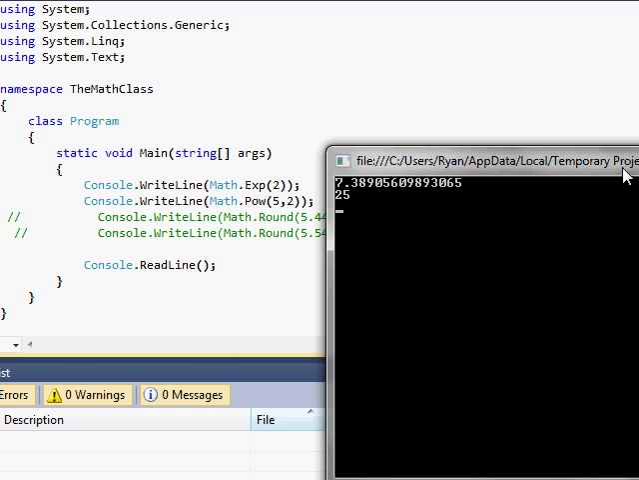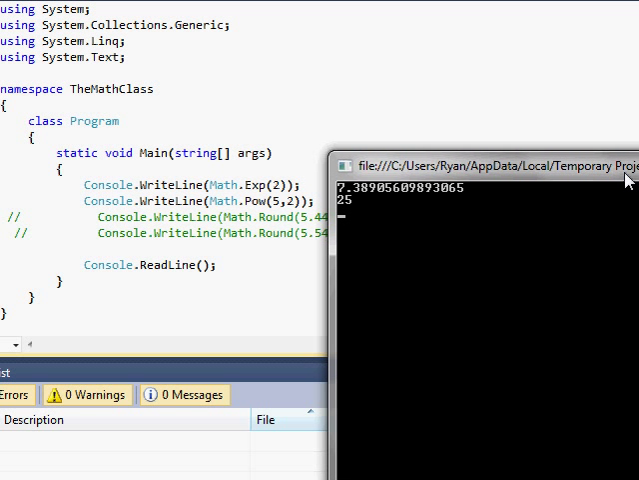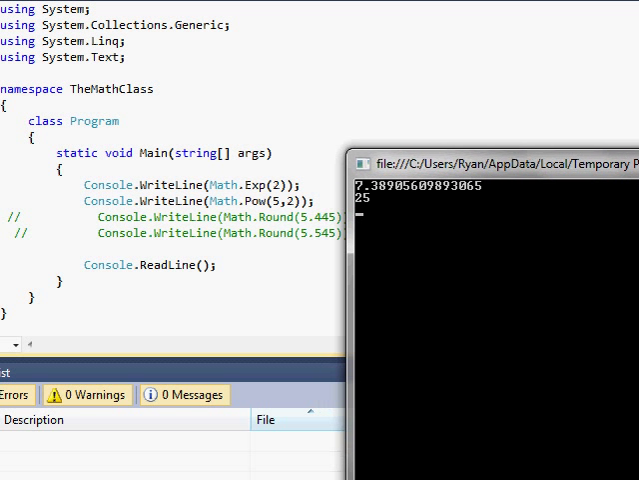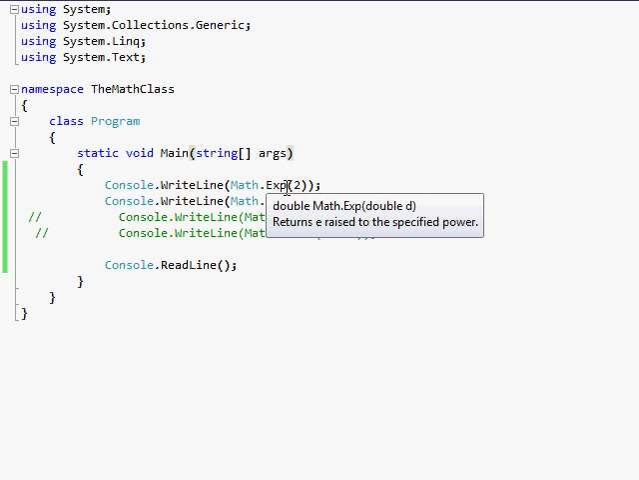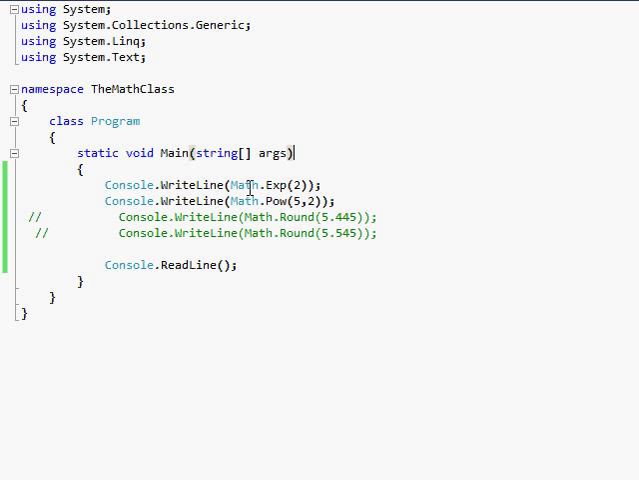Oh, I missed one. Whoops. E to the power of 2. Euler's number to the power of 2 is that, I guess. And then 5 to the power of 2 is 25. So those are self-explanatory. I wasn't really sure about the difference between exponent and power, but it says right here, returns E, which is Euler's number, raised to the specified power. So that's what that does.